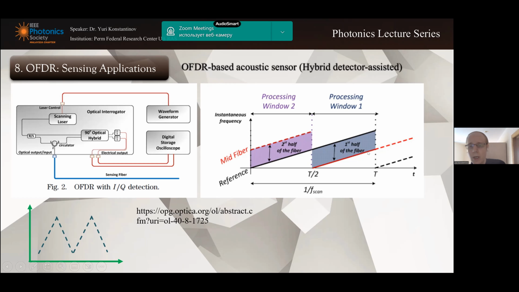They used IQ detection to use both parts of the sweep of the laser, so they increased the speed of the measurement, and this is how they organized the acoustic sensor.